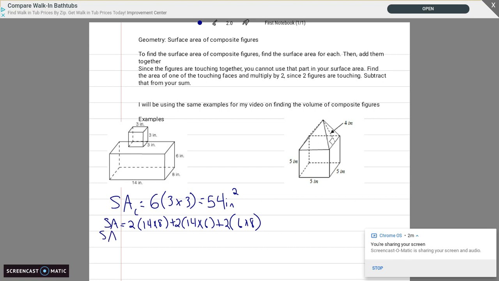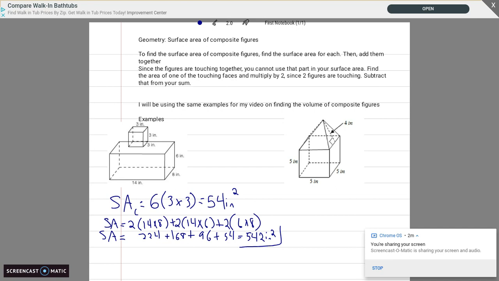So the surface area here, on my calculator, I got 224 plus 168 and then plus 96. I'm also going to add the 54 here just to save room and some time, and I get a total surface area of 542 inches squared. But I'm actually not done.